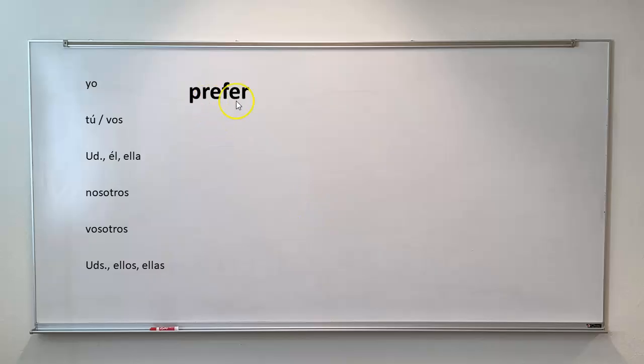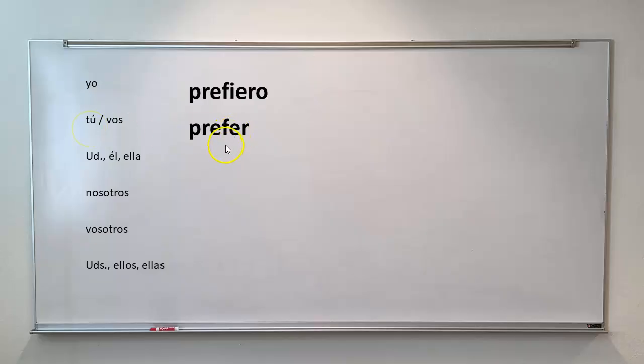We always start with our root or our stem, and then we add the ending. So you know for IR verbs, you've already memorized the endings. The ending in this case is O, but notice what happens when I add the O to the root. The stem changes. So we go from E to IE. There's the stem change. And the form, of course, is prefiero. Prefiero, I prefer.